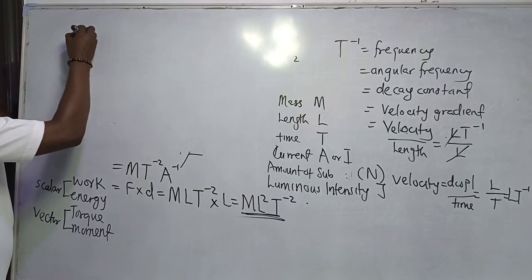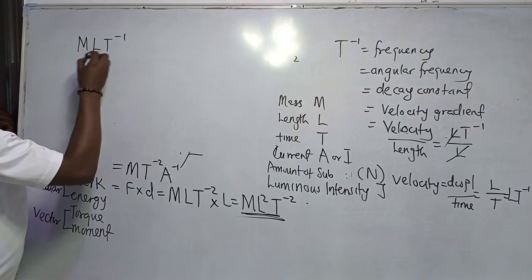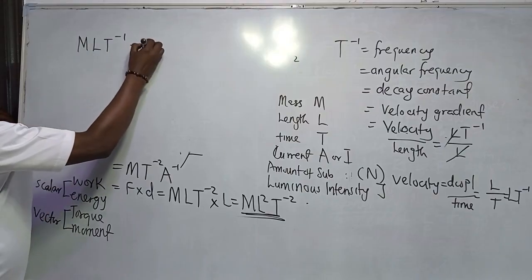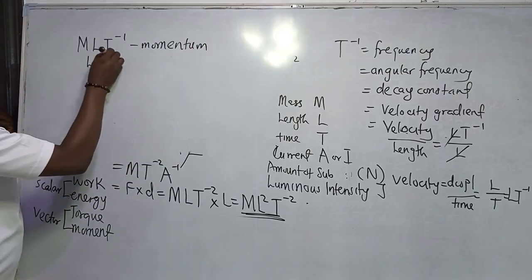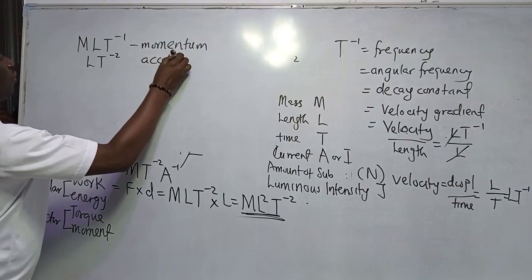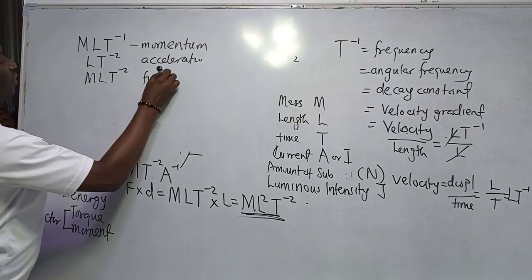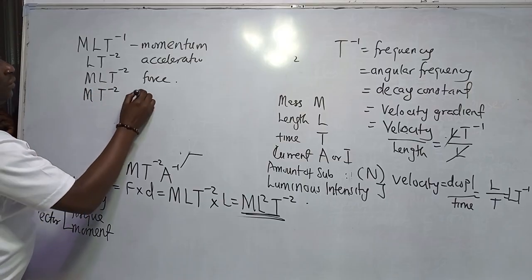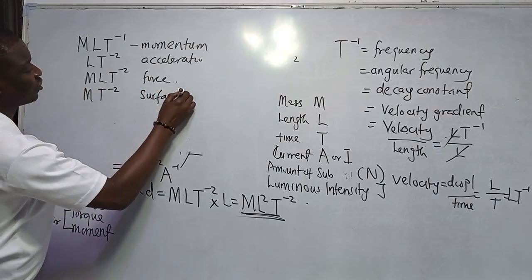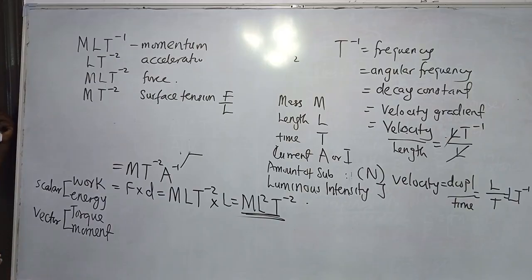Don't forget that the dimension for momentum is MLT minus 1. These are common questions. This is for momentum, take note of that. Dimension for acceleration, LT minus 2. Force, MLT minus 2. For surface tension, M what? T minus 2. Don't forget, surface tension is what? Force over length. Surface tension is force over length.